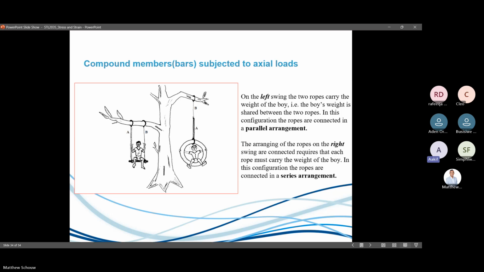It's equally distributed. Okay, you say it's equally distributed. I don't necessarily agree with that. If it's two different materials, will it be equally distributed? So let's say you had one steel and one normal rope. If it's two different materials, what happens then? Which will carry more weight?